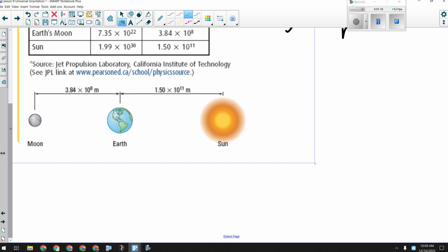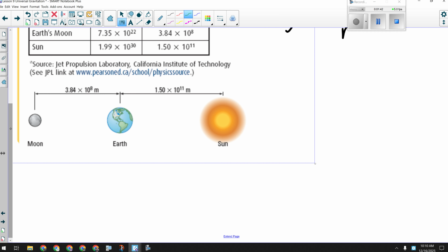So here's what we want to find out. We want to find the net gravitational force acting on the Earth in this orientation of the sun, the moon, and the Earth. How many directions is Earth being pulled in this particular situation? Two. It's being pulled towards the moon, and it's being pulled towards the sun.